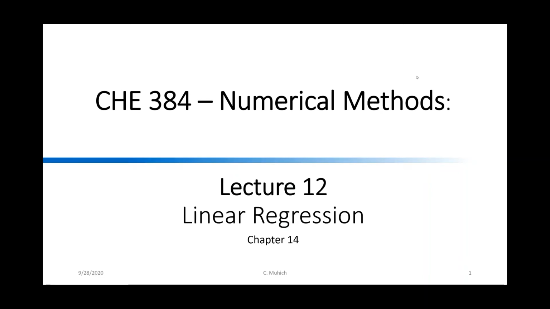Welcome back to numerical methods. Today we're going to start our fourth unit, which is talking about line fitting. We're going to start out with the basics of linear regression. So how do we fit just that simple y equals mx plus b line?